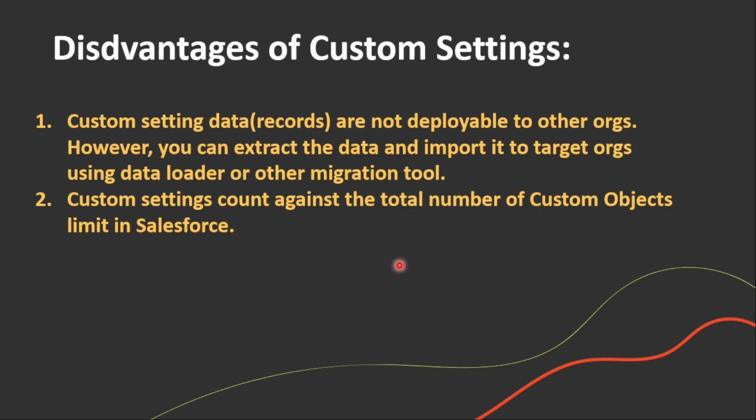The other one is that custom settings count against the total number of custom object limit in Salesforce. So this is another disadvantage. Let's say in your org you can only create 100 custom objects, right? If you create one custom setting, it will count against that 100. Now you can only create 99 custom objects. So if you create many custom settings, they will count against the total number of custom object limit in Salesforce. For the first disadvantage, that can be overcome if we use custom metadata, because there the data can be deployed to other orgs, which we'll see in the next video.